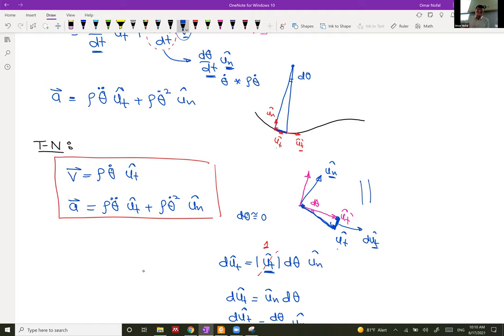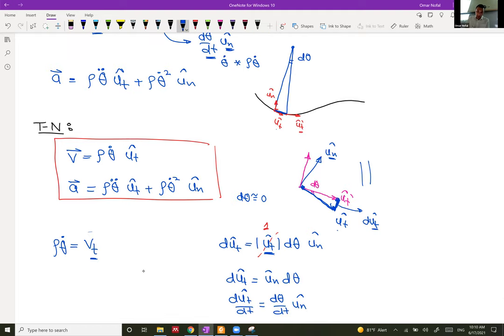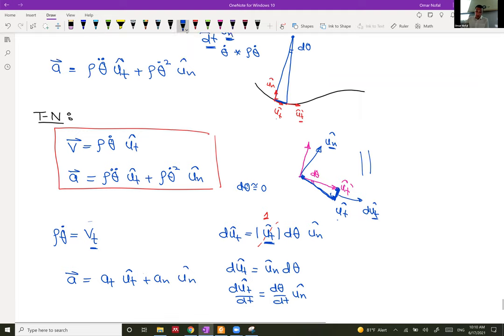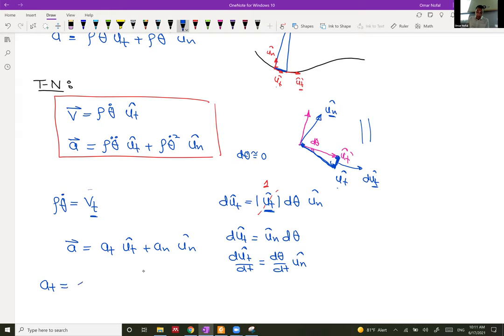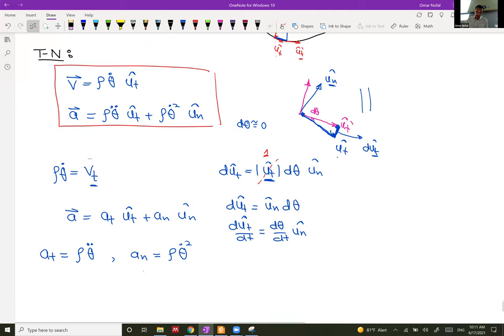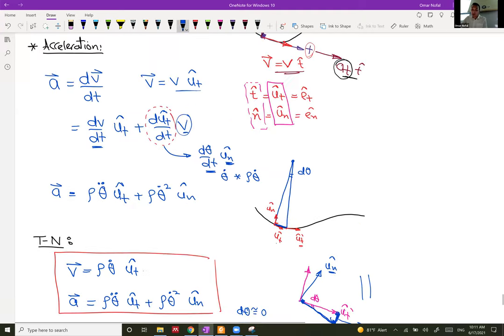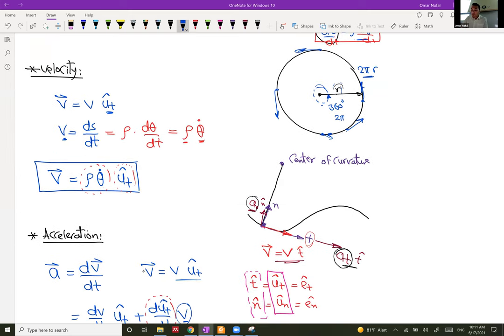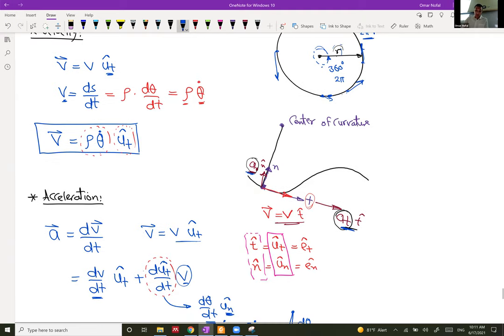So the value rho theta dot is the magnitude in the tangential direction. And the acceleration is equal to a tangent in the ut hat plus a normal in the un hat. So the tangent acceleration will be equal to rho theta double dot, and the normal acceleration will be equal to rho theta dot square. So this is the tangent and normal acceleration that we will be talking about here.